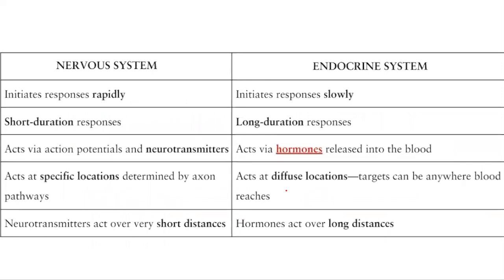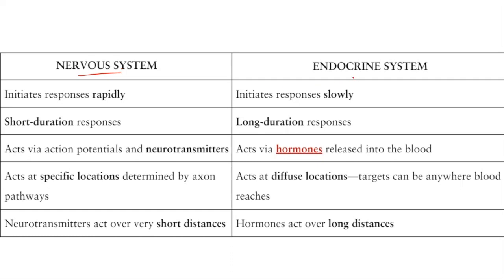Let's start with a comparison between the nervous system and the endocrine system. As we know, for the nervous system, the responses are initiated very rapidly, right? It happens in milliseconds. The signals travel for a very short period of time, and then the neurotransmitters are released and they stay there for a bit. And once their roles are done, once the functions are completed, they're taken up by the presynaptic cells or neurons.